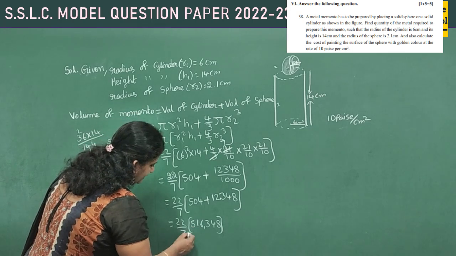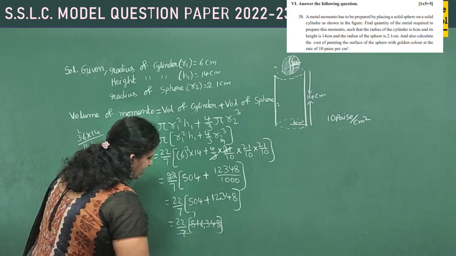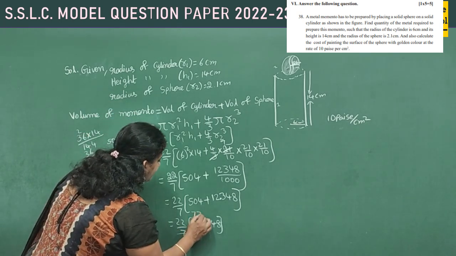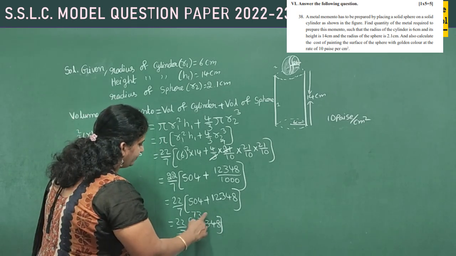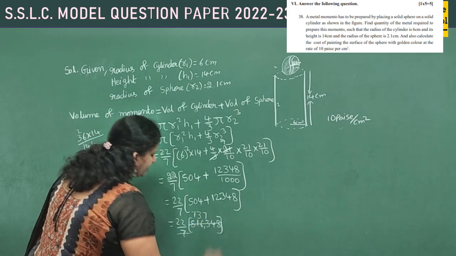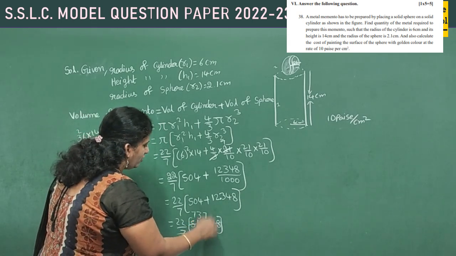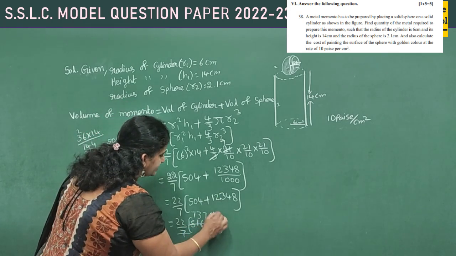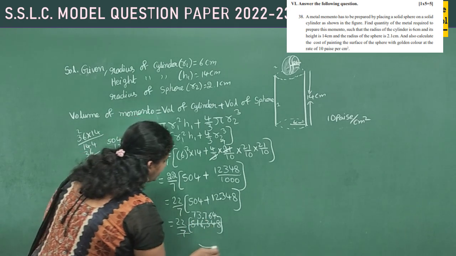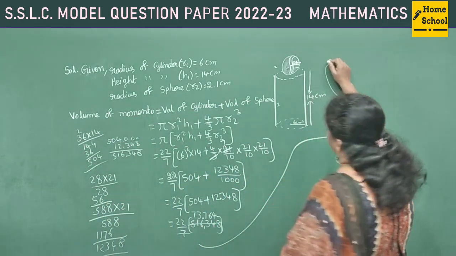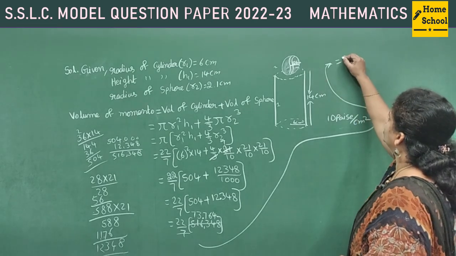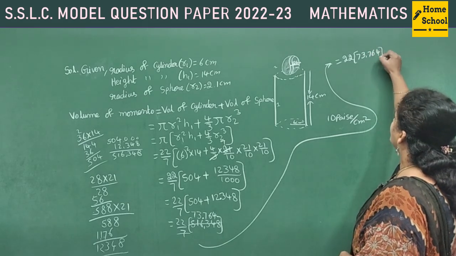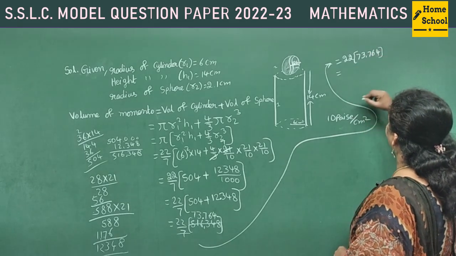Let's see, will it cancel? Yes. 7 sevens are 49. And here 2 left, 26. 7 threes are 21. 5 left, 53. 7 sevens are 49. Again 4 left, 44. 7 sixes are 42. Again it is 28. 7 fours are 28. That means, let me continue the problem here, is equal to 22 into 7, 3.764. Now multiply. What you are going to get?